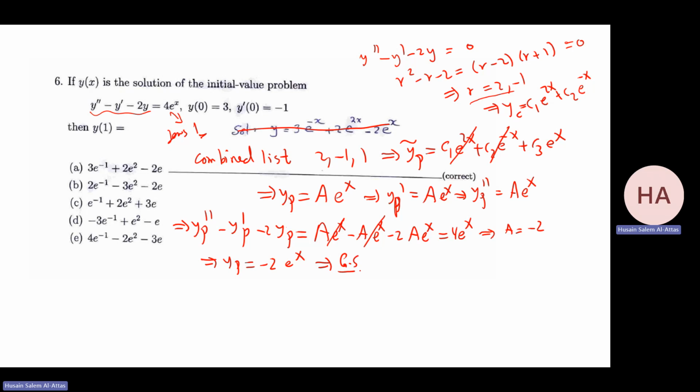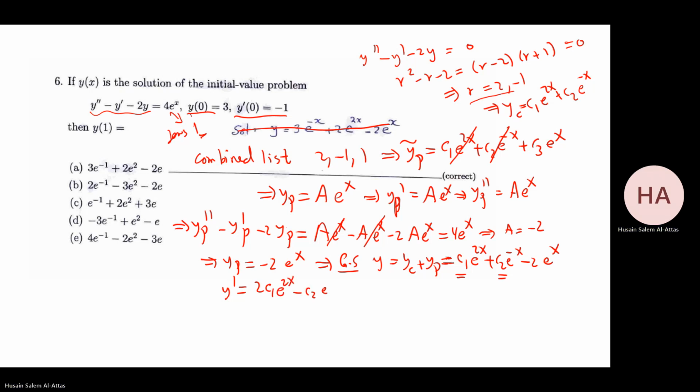What is my general solution? Because these initial conditions are for the general solution. y equals yc plus yp, and that will be c1 e^x plus c2 e^(-x) minus 2 x e^x. Now I need to find the c's using the conditions. So I need y prime. y prime will be 2c1 e^(2x) minus c2 e^(-x) minus 2 e^x. Okay. Now use the conditions.